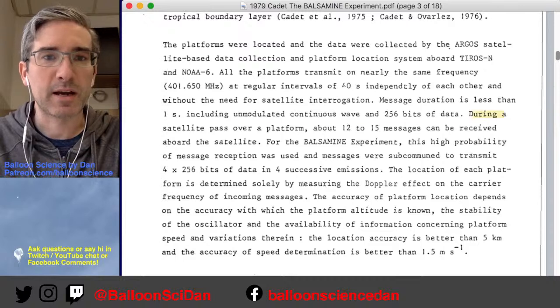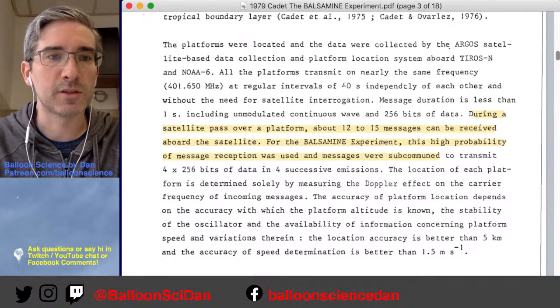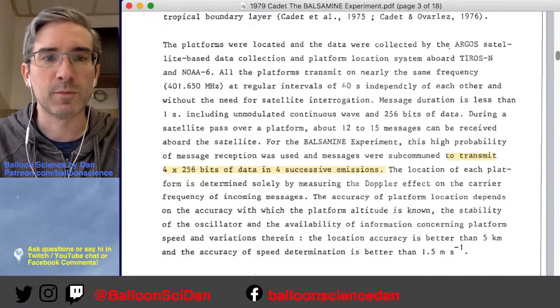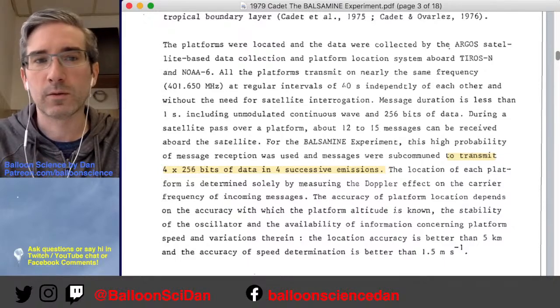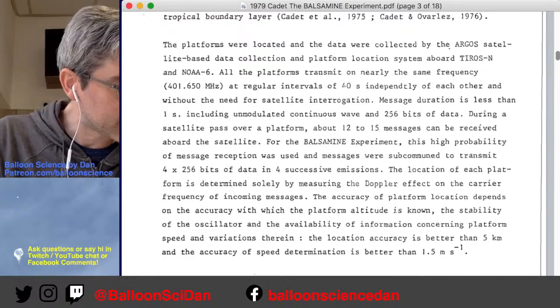During a satellite pass, about 12 to 15 messages can be received aboard a satellite. For the BALSAMINE experiment, this high probability of message reception was used, and messages were subcommuned to transmit 4 by 256 bits of data in 4 successive emissions. So I think, what the hell does subcommuned mean? What is this? What does subcommuned mean?